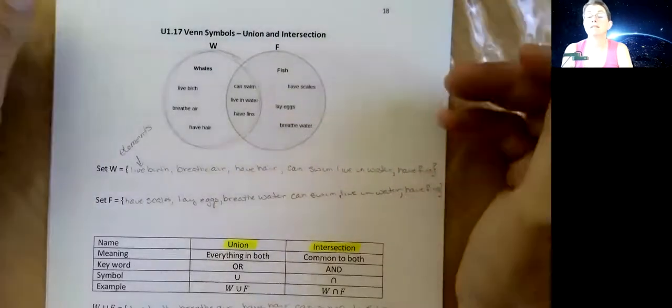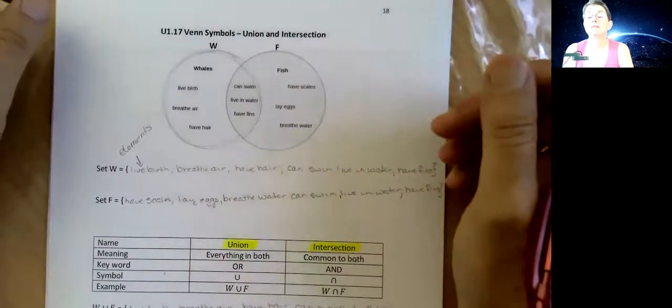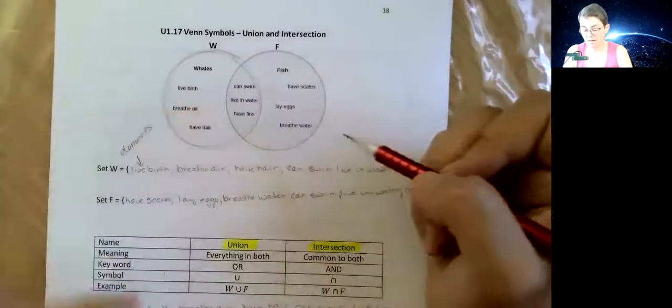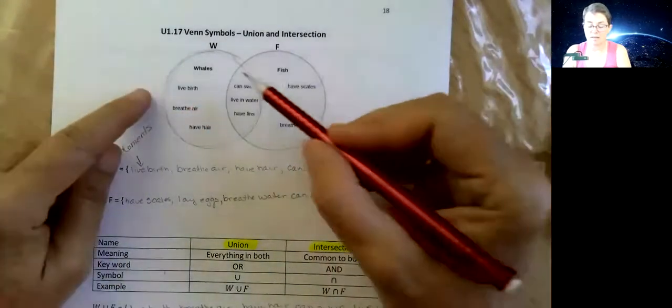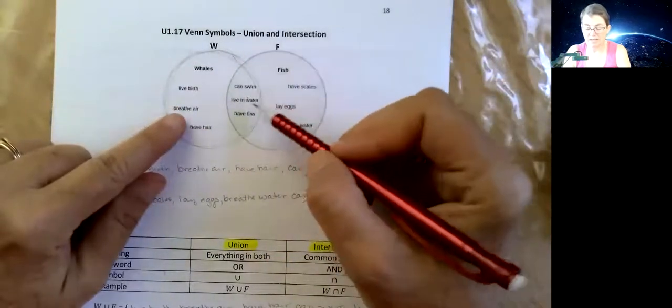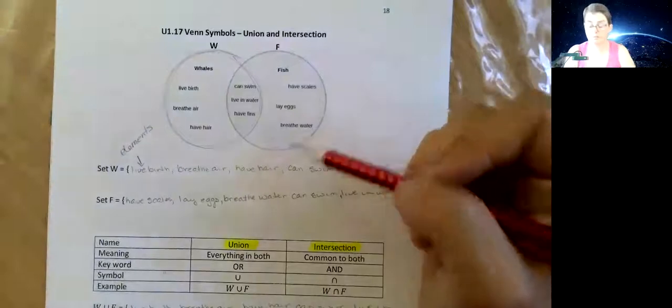Okay, that's one thing I didn't say before. When you're doing sets and things like that, all the elements only appear once. They should appear once in here, and they're going to appear once in there. So it's not like you're going to do the whales and then say can swim, live in water, and then do fish, and then copy those out again. Only once in the list.